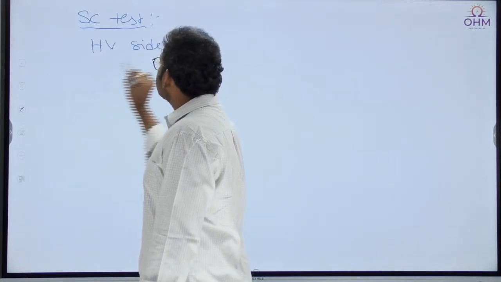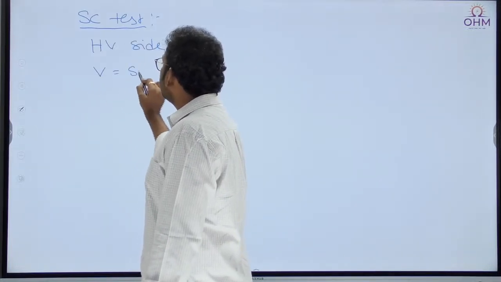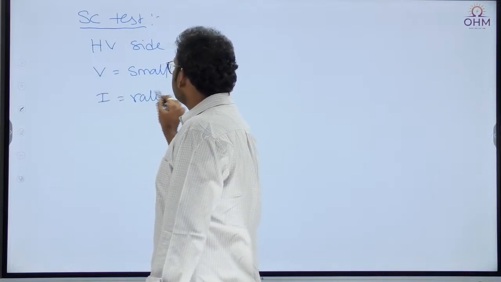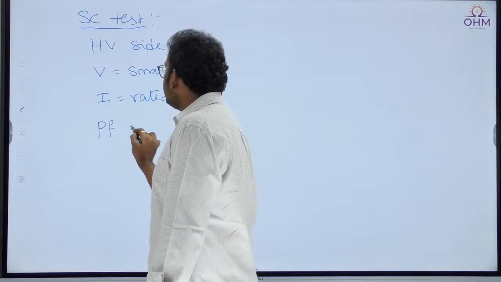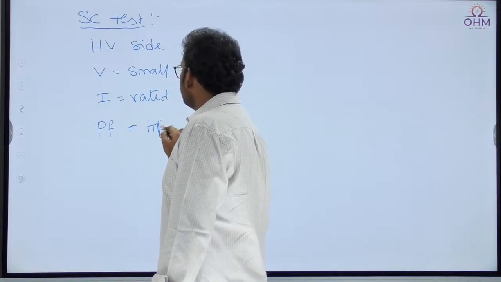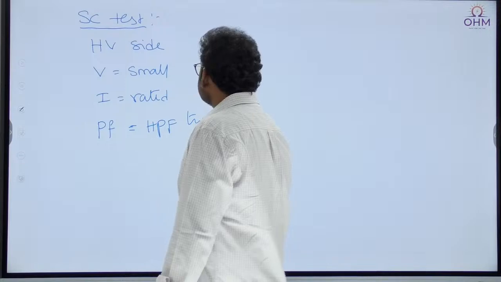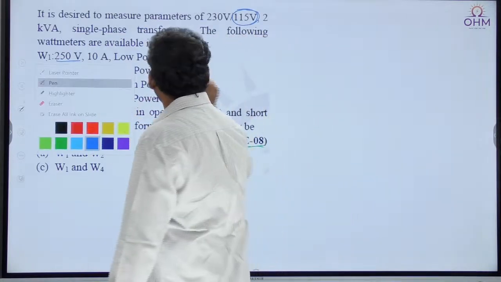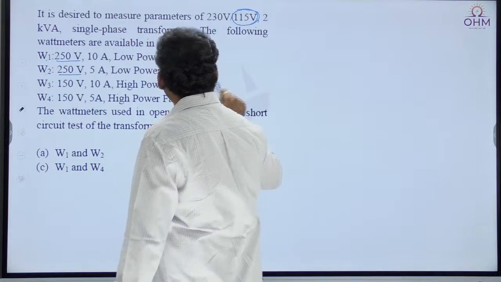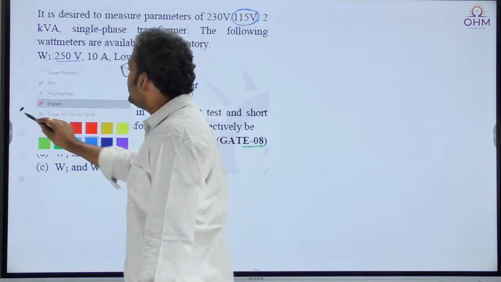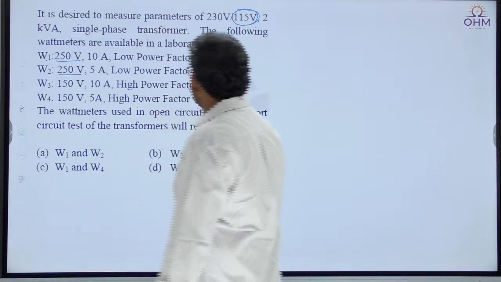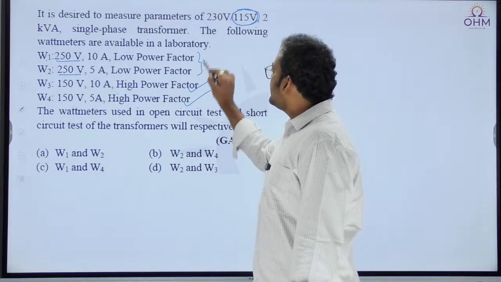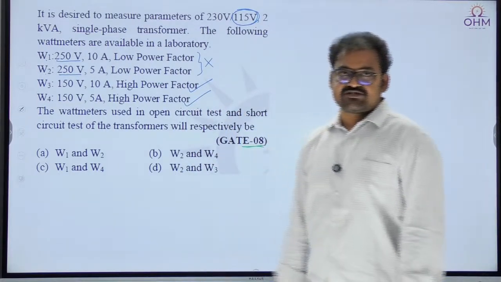Next, during a short circuit test, voltage is very small, neglected, but current is the rated value and the power factor is high. High power factor means which wattmeters are available? Yes, now you cannot use W1 and W2. We have to check W3 and W4. Why? Because W3, W4 have high power factors. W1, W2 I can't use for SC test.